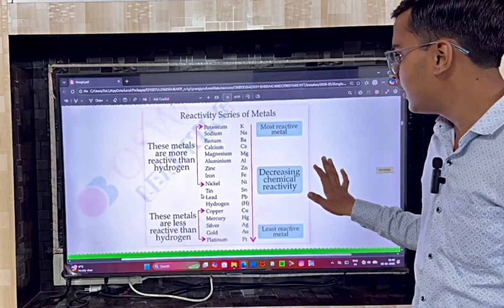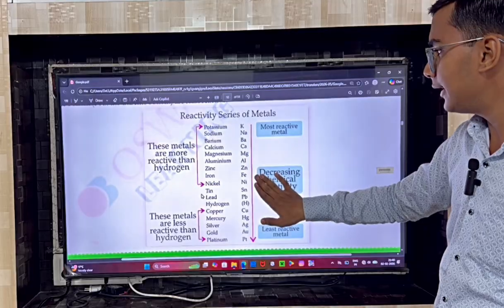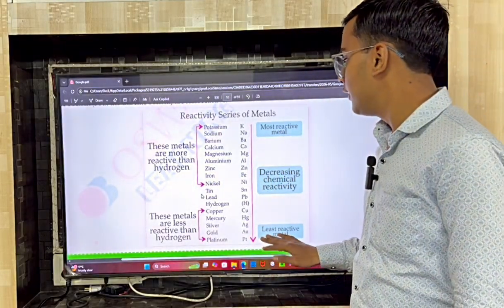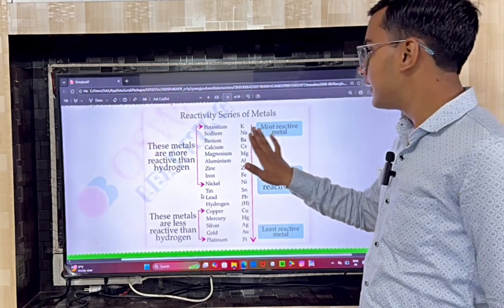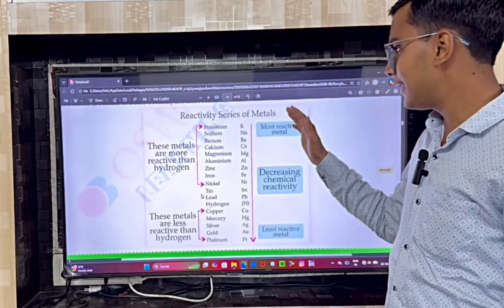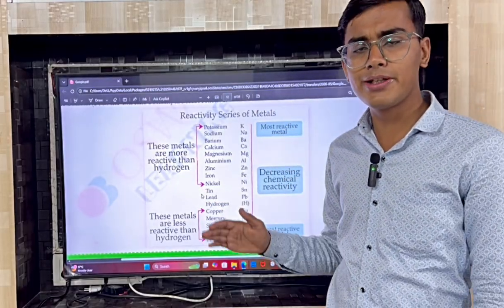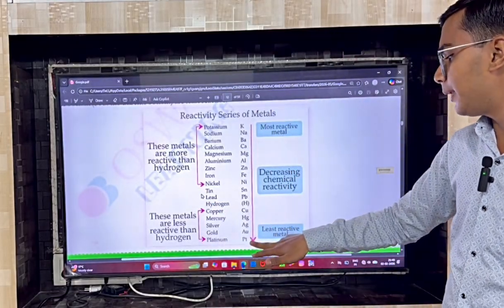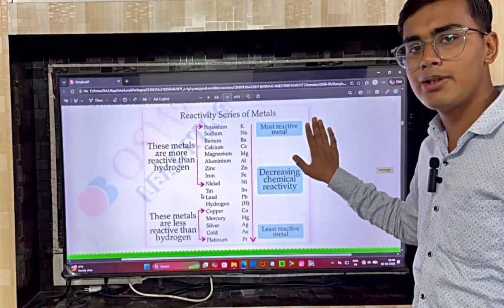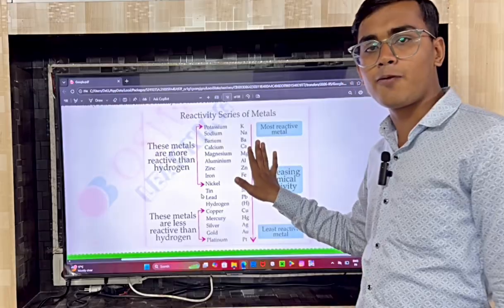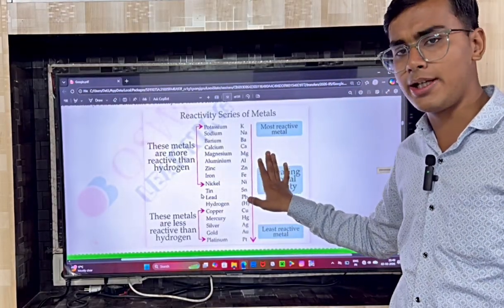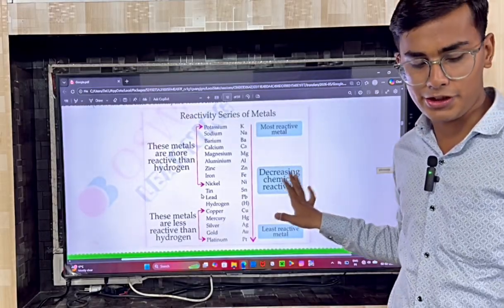Here you can see these are the most reactive metals in the reactivity series, and these are the least reactive metals in the reactivity series. Which is the most highly reactive element? This is potassium. Potassium is the most reactive metal in the reactivity series, and the least reactive is platinum. This reactivity series can be asked, and many questions can be formed from this from your examination point of view. This should be learned by each and every student for their papers and examination.